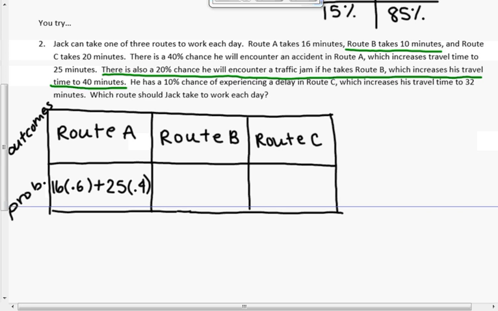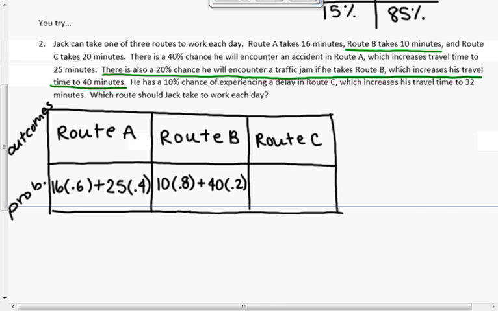So is there a traffic jam 20% of the time? What percent of the time is there no traffic jam? We should be saying 80%. So it would take 10 minutes 80% of the time. The other 20%, if he gets caught in a traffic jam, would take 40 minutes. So I've got 40 times 0.2. 10 minutes 80% of the time, and 40 minutes 20% of the time.